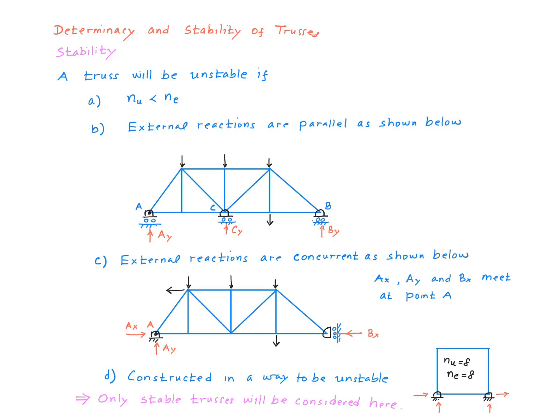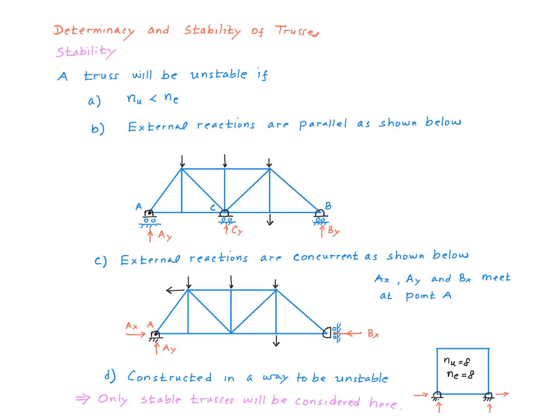A truss is unstable if external reactions are parallel to each other, like shown in this picture. And this is fairly easy to understand based on this picture. For example, if I take this truss and push it sideways in the horizontal direction, there is no support reaction to stop it. It can keep sliding, right?